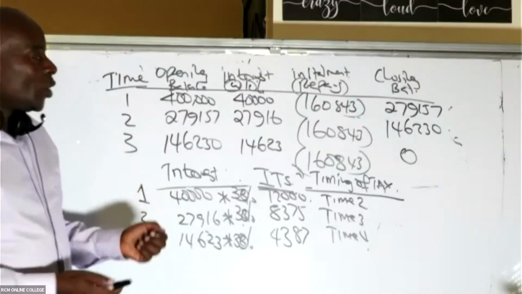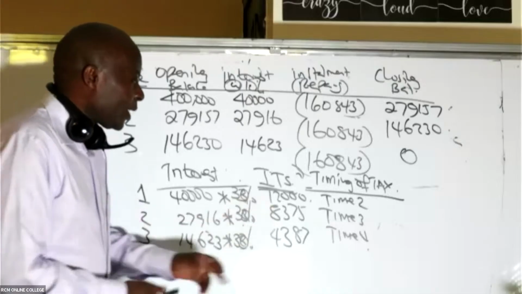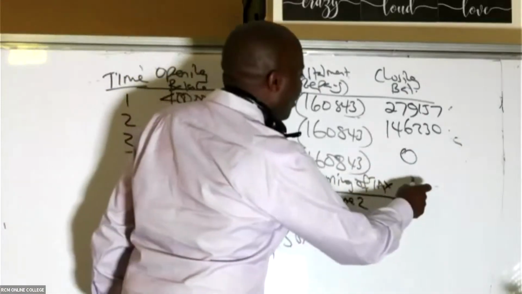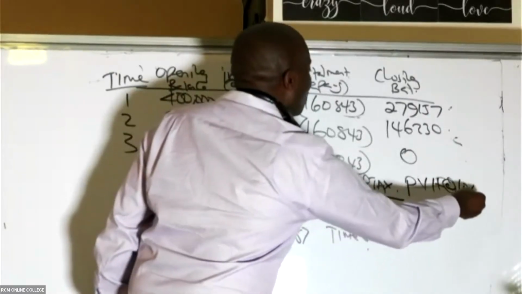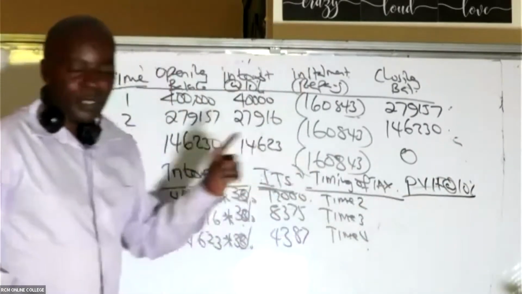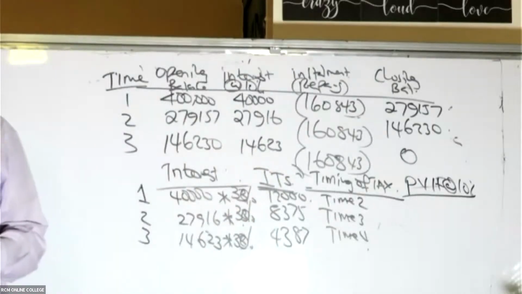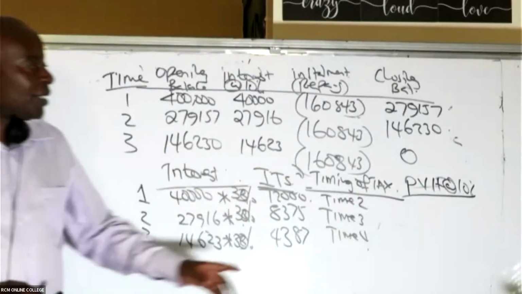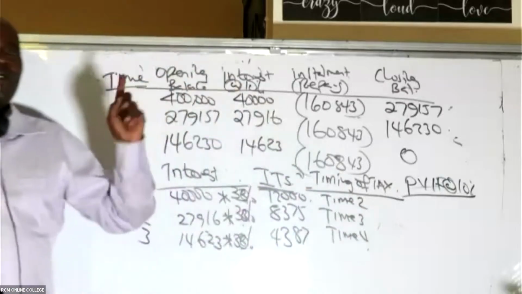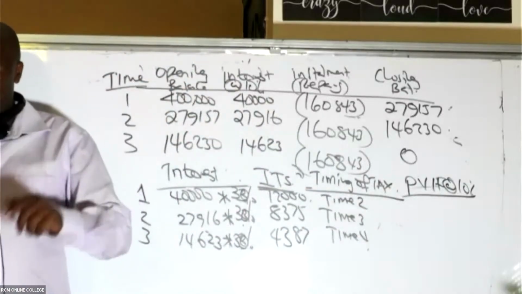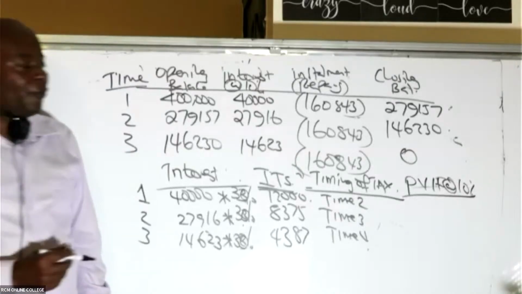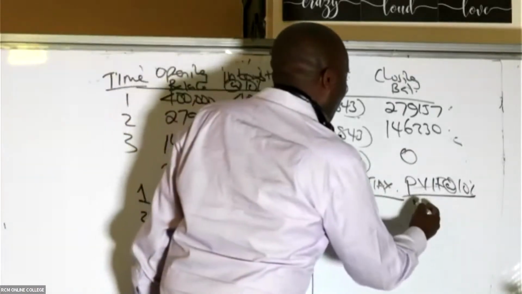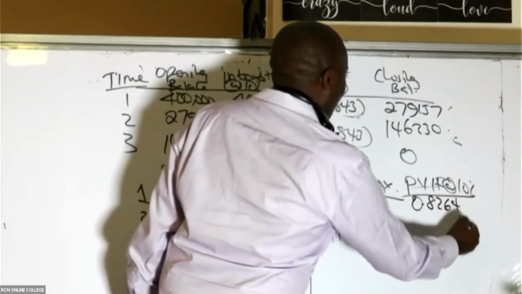So then, because these amounts are different, go ahead and give me the PVs at 10%. The first one here will be 10% year number 2. From your tables, good ninja. So this is 0.8264. Thank you very much.